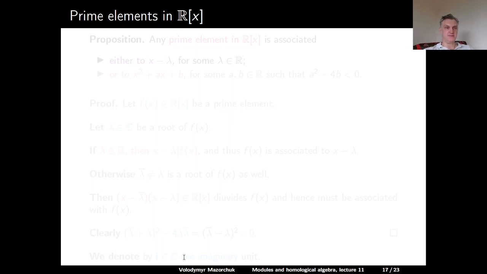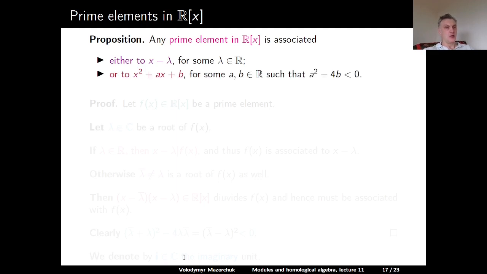So let's classify them. Proposition: any prime element in R[x] is associated either to a polynomial of degree 1, which means to a polynomial of the form x minus lambda, where lambda is a real number, or to a polynomial of degree 2, of the form x squared plus ax plus b, for some real a and b, such that a squared minus 4b is strictly smaller than 0.